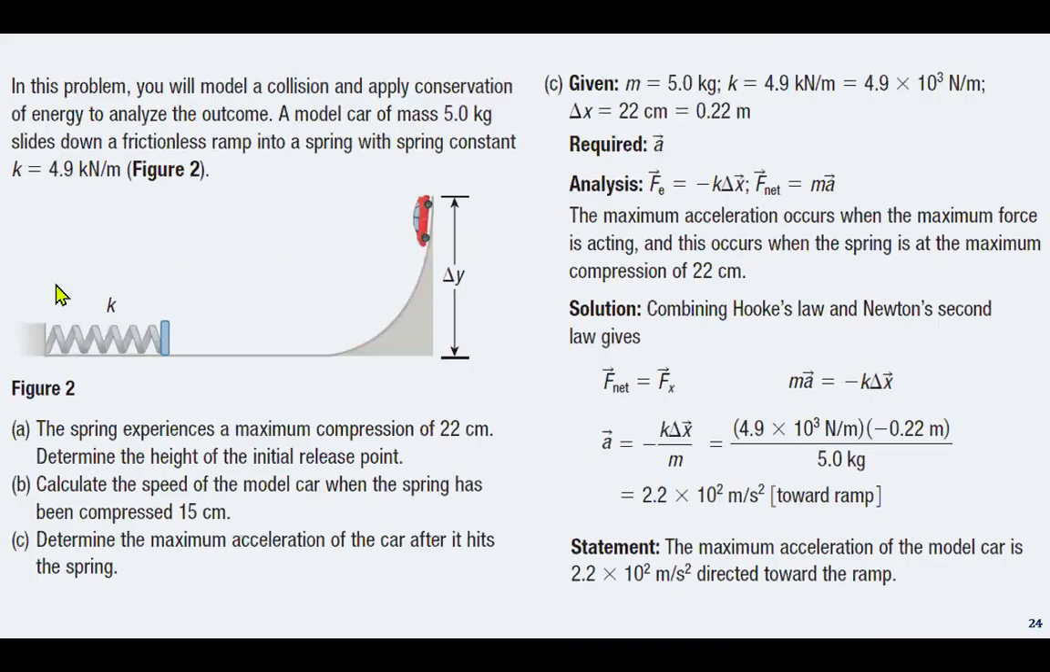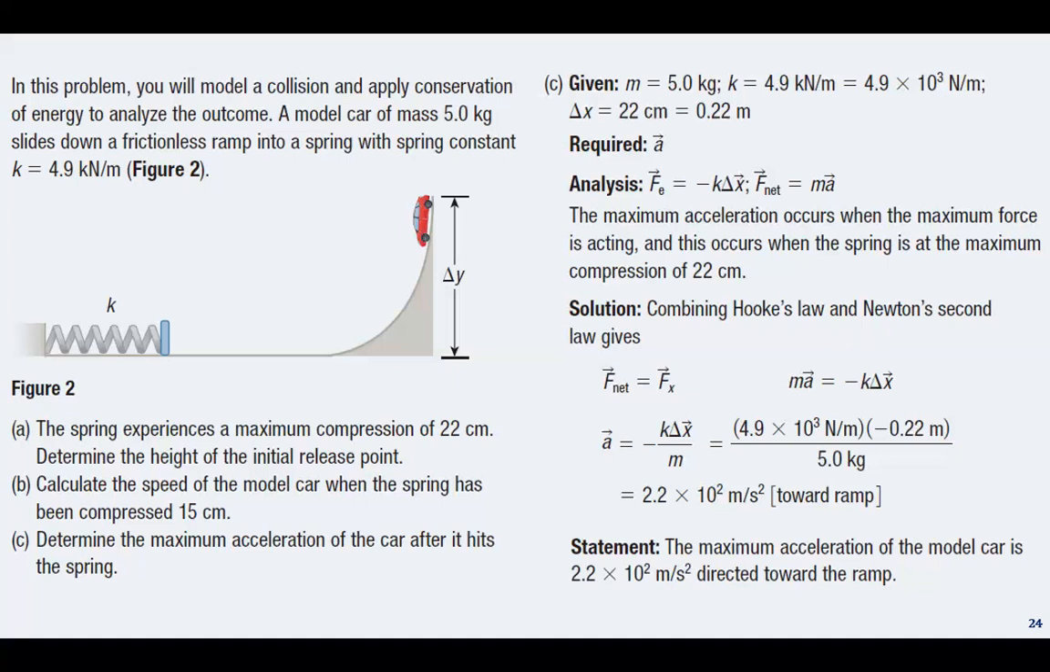Okay, so in question C, the maximum acceleration occurs once the maximum force is acting, right? And this occurs when the spring is at the maximum compression of 22 centimeters. So we can combine Hooke's law and Newton's second law. This gives us that the net force exerted on the model car equals Fx, which is provided solely by the spring's force, which gives us ma equals negative k delta x.